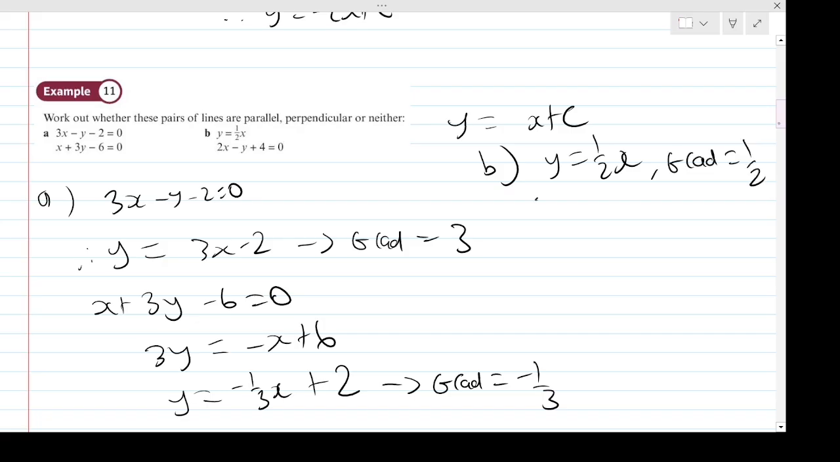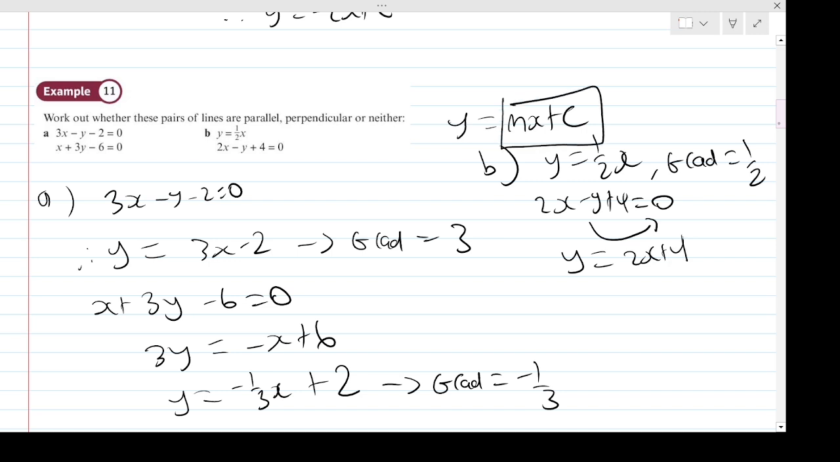Okay, well then what about the other line? 2x minus y plus 4 is equal to 0. Well, that again, I need to rearrange it in the form y is mx plus c. So I need y on its own. So I'm going to move that y to the other side to then get y is equal to 2x plus 4. Well, then we're cooking because now it's in this form. That means that I can read off that the gradient is 2.